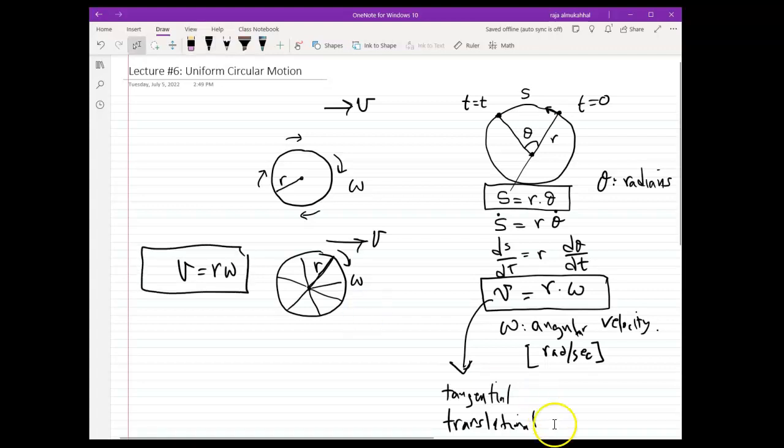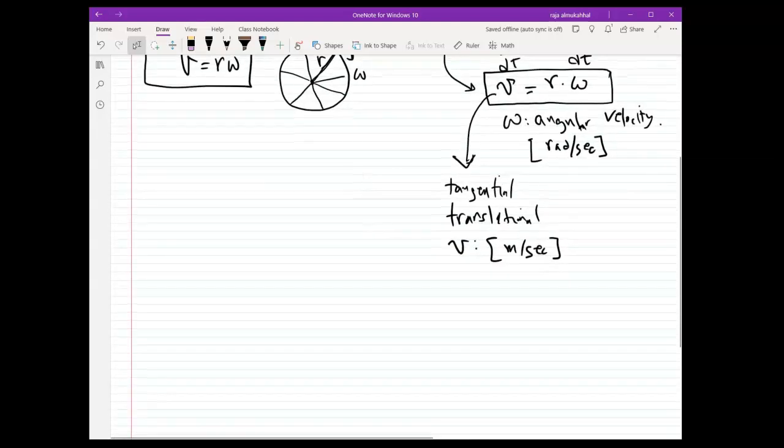You got it? So far, we have actually derived it from a famous formula that you have known since you were a child, from geometry, S equals r theta. By taking the derivative of it, you arrive at the relationship between the translational velocity of the object and the angular velocity of the object. Okay? Another relationship that I'll be covering before we begin solving problems is the frequency.